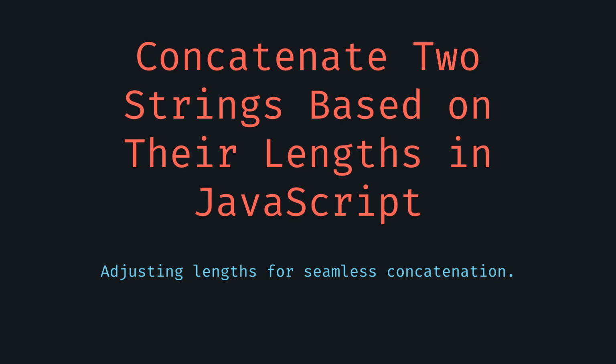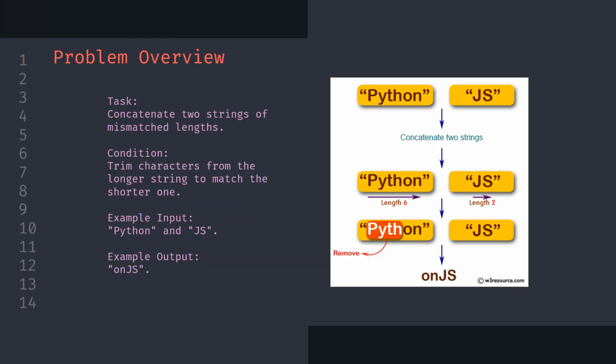Welcome to today's tutorial. We'll learn how to concatenate two strings in JavaScript, ensuring the lengths match by trimming the longest string. Let's dive in. When two strings are of different lengths, we trim the longest string to match the shorter one, then concatenate them. For instance, Python and JS become ONJS.